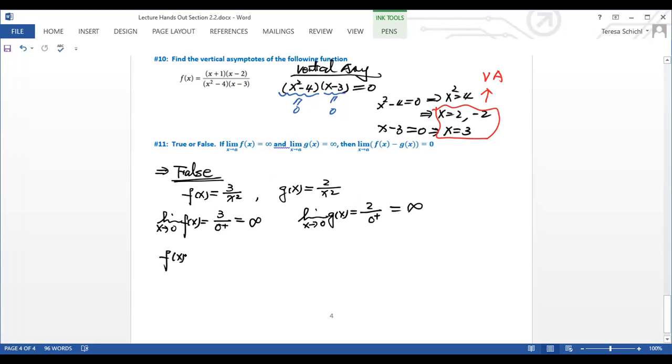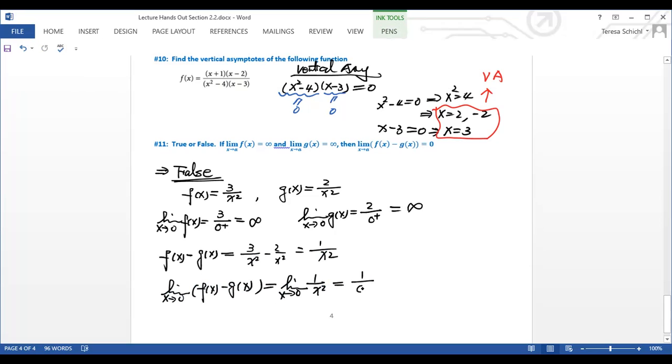Okay, so now let's take a look at f of x minus g of x. What is f of x minus g of x? It will just be 3 to the 1 over x squared minus 2 to the 1 over x squared. Now the limit as x approaches 0 of f of x minus g of x is equal to the limit as x approaches 0 of 1 over x squared. What is this one? This is 1 over 0 from the positive side, so it's infinity. So it does not equal 0.